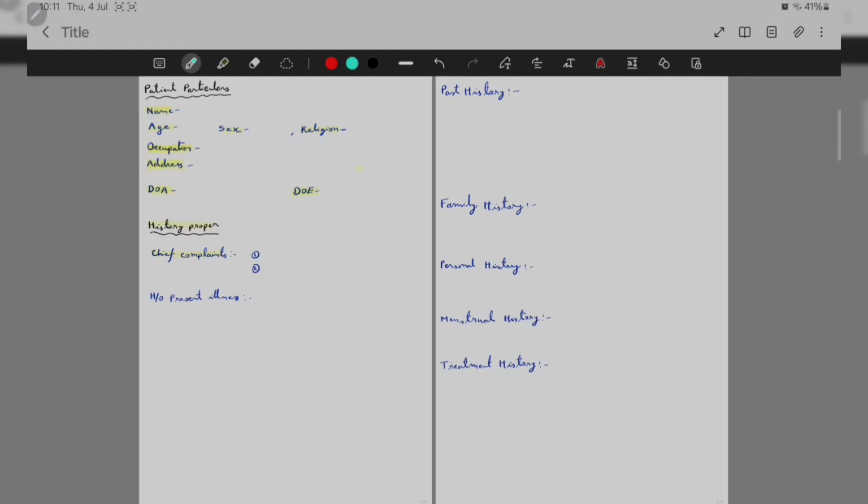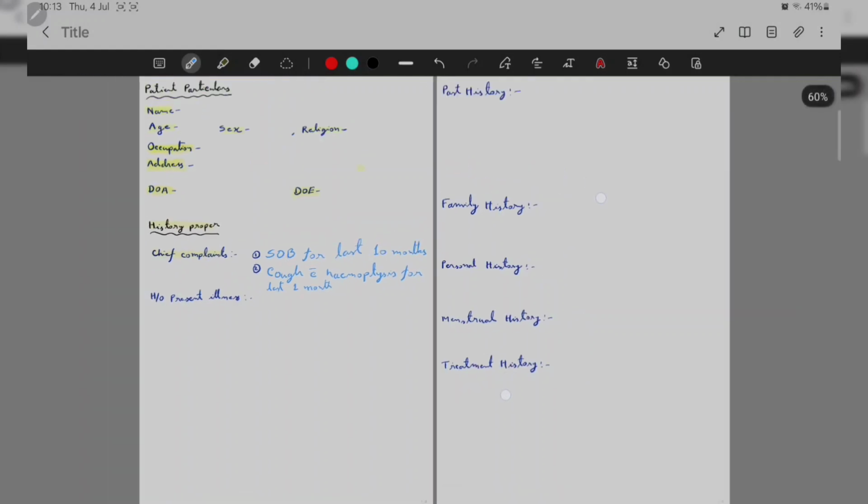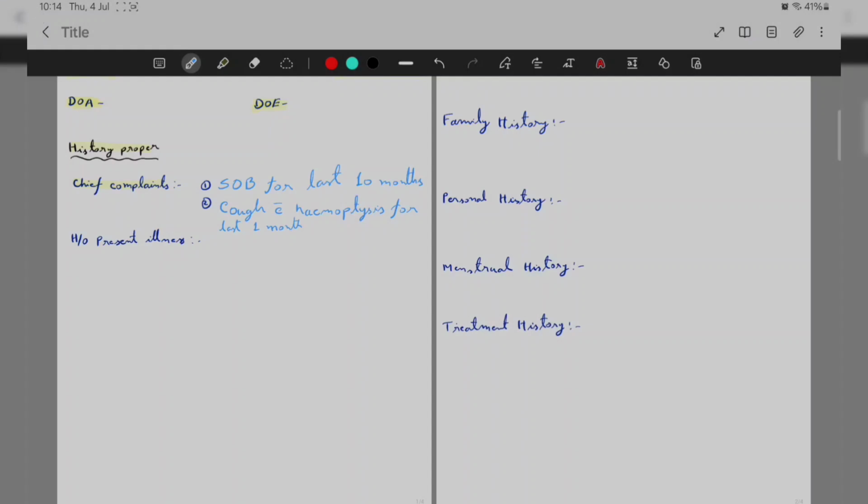Suppose it is a case of mitral stenosis. So in mitral stenosis, what are the chief complaints? Chief complaints mean shortness of breath for the last 10 months. The second chief complaint is cough with hemoptysis for the last 1 month. So this is the chief complaint. These one or two chief complaints are the complaints for which the patient was admitted in the hospital.